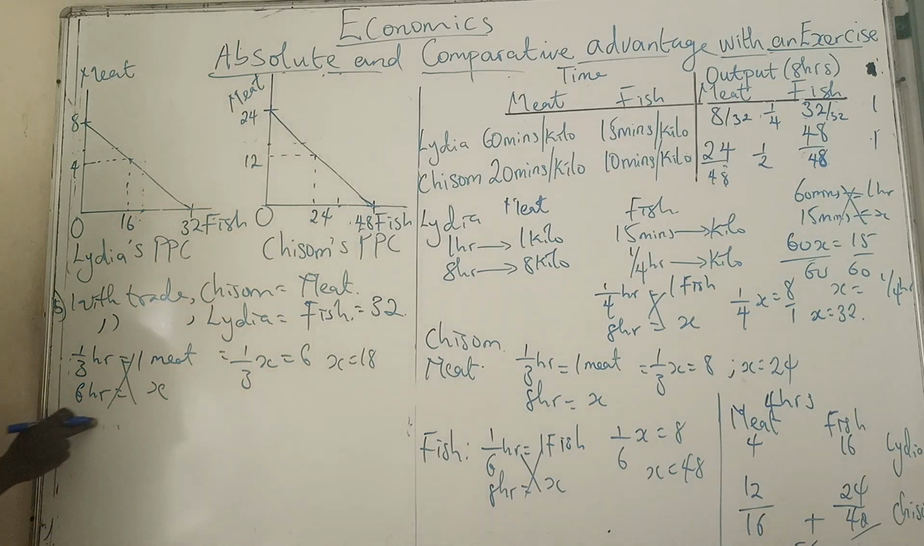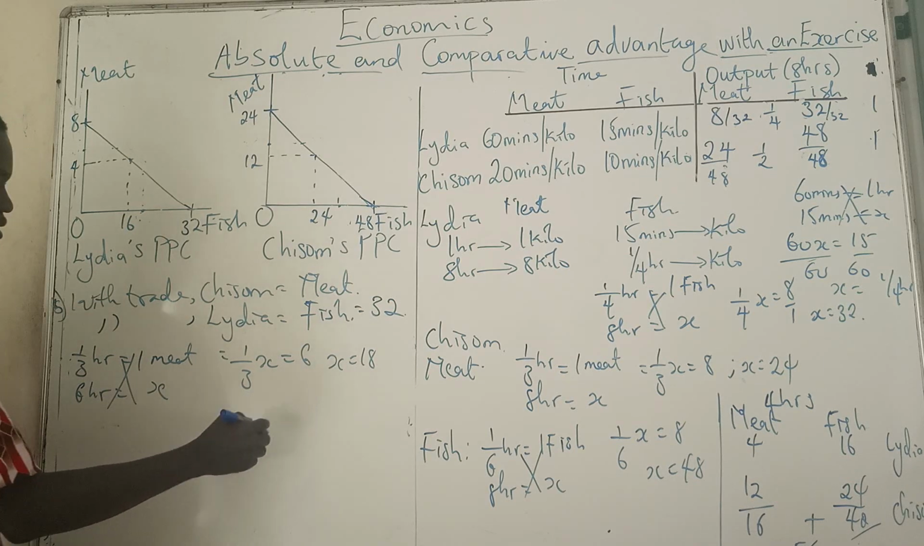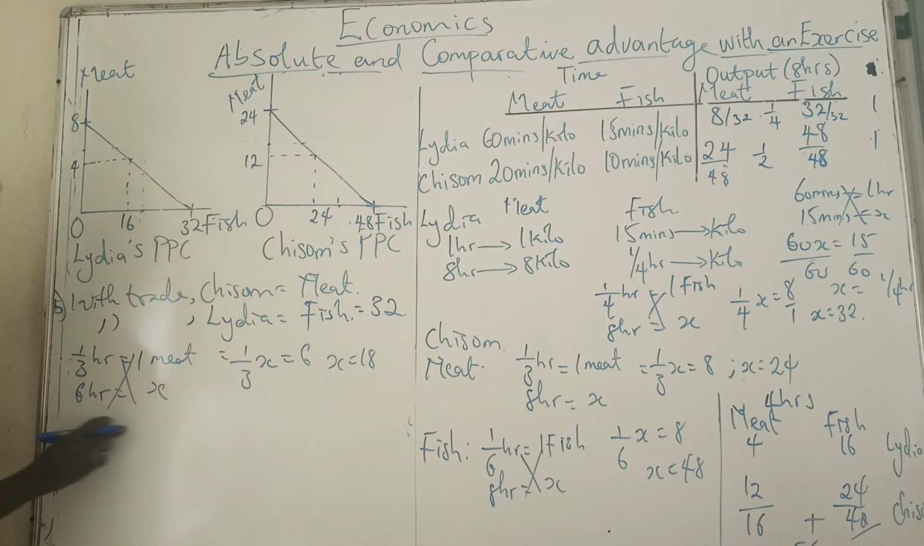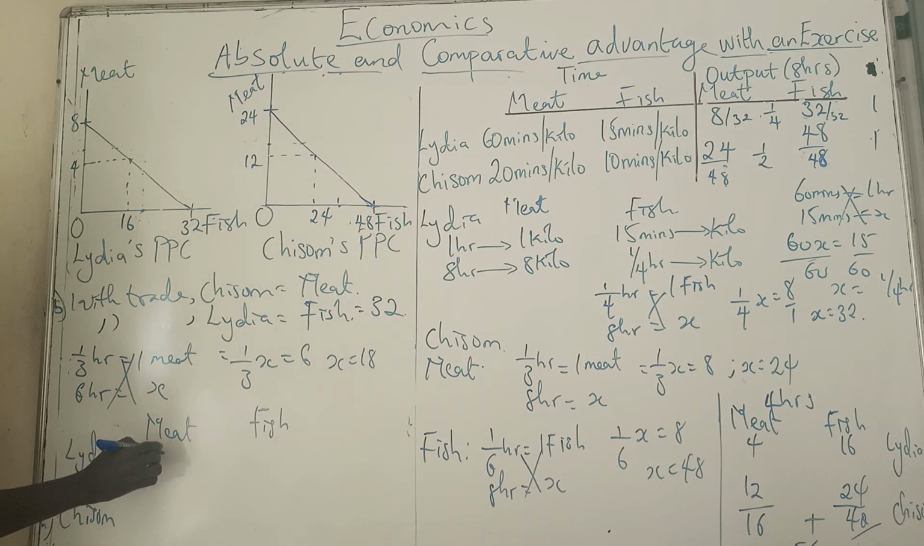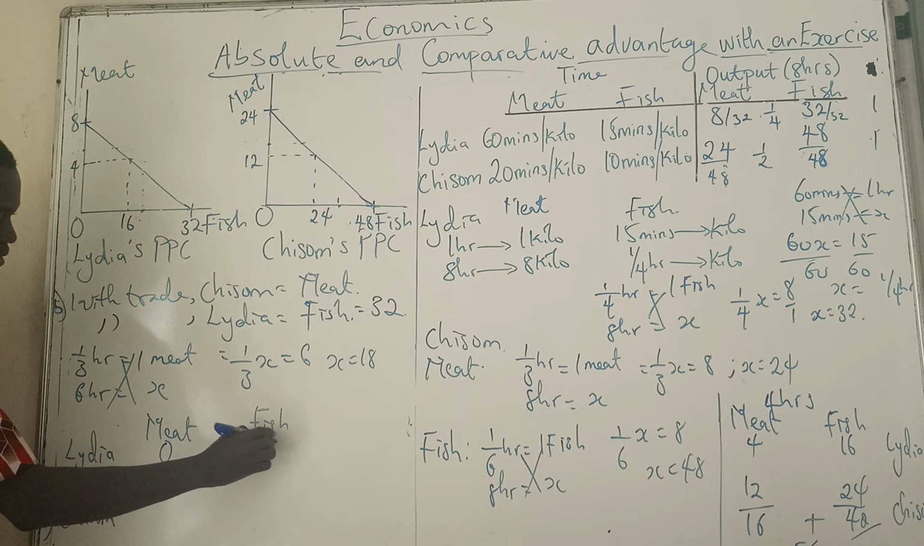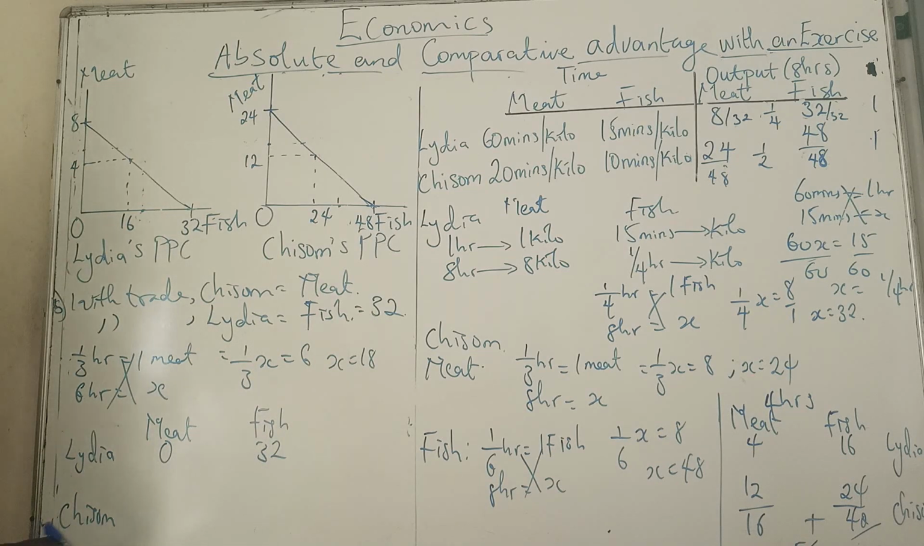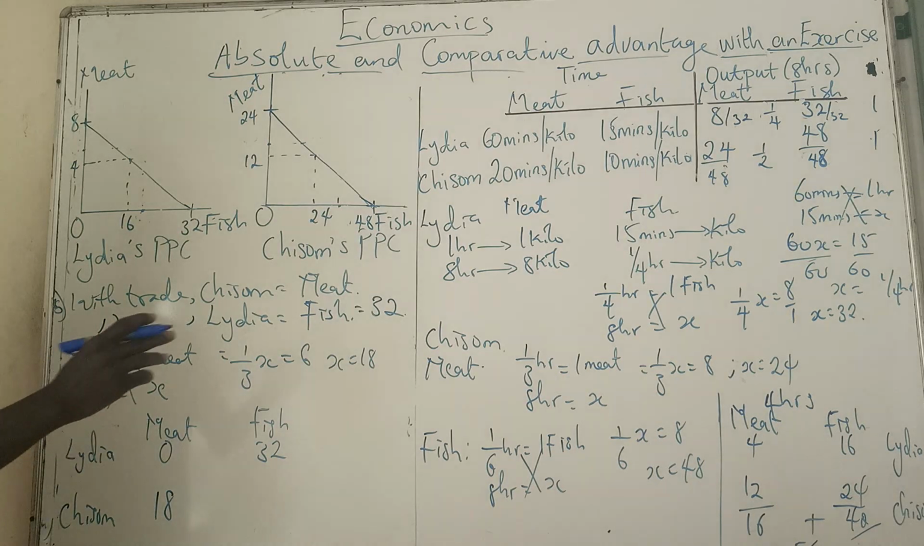And let's continue. Let me just plot something. So we have meat, and then we have fish. Let me say this is Lydia, this is Chisom. Here Lydia has 0 meat, 32 fish, and Chisom has 18 here. It's 18 of meat, right? Then the remaining 2 hours.